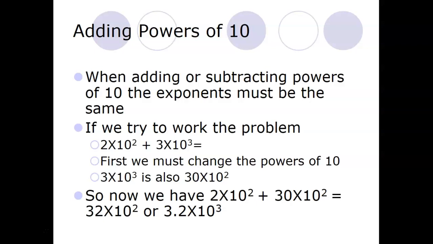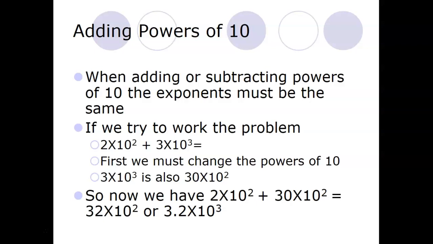So first of all, anytime you come up with a problem, especially when you're first dealing with powers of 10, easiest thing is when in doubt, write it out. So 2 times 10 squared, and we're adding 3 times 10 cubed. First thing I'm going to do is go to the when in doubt, write it out. Why? Because it lets me understand the problem at a better level.